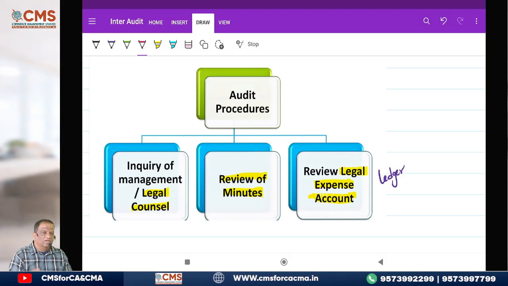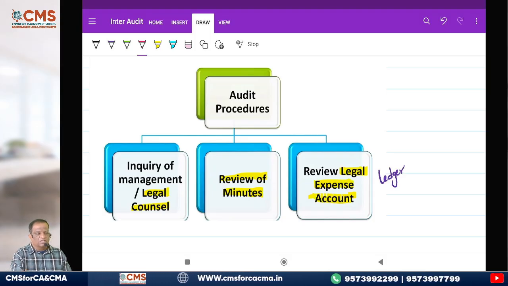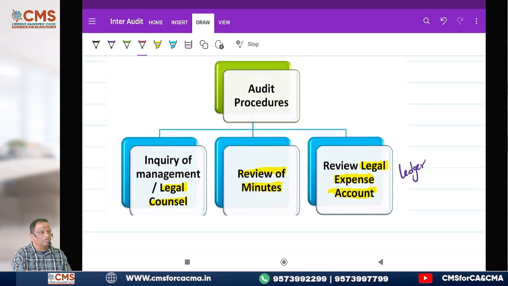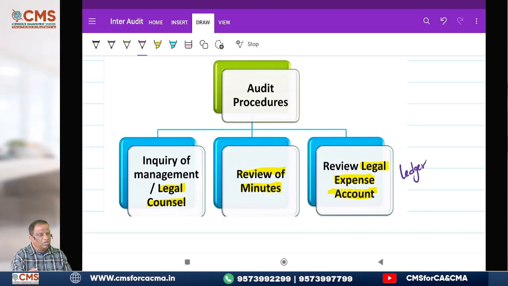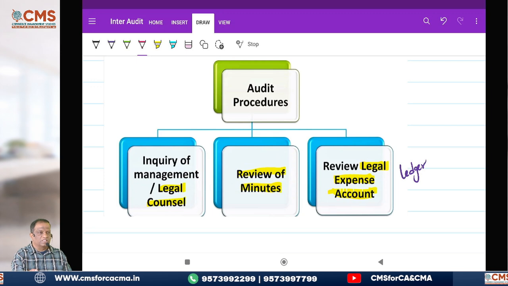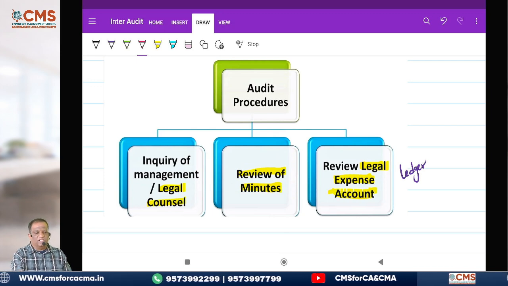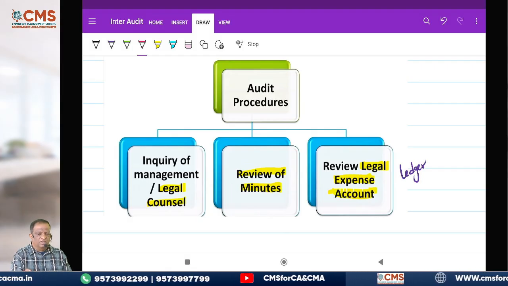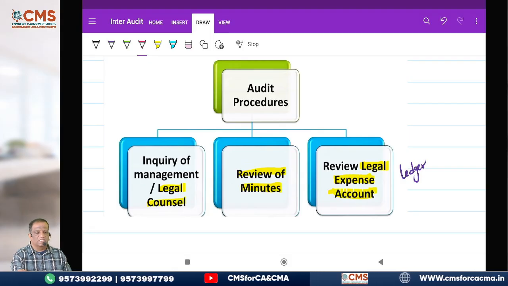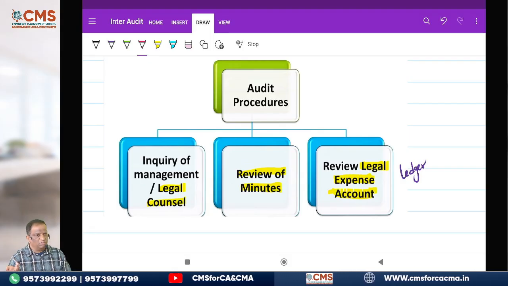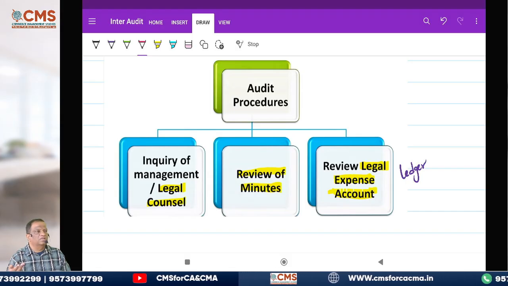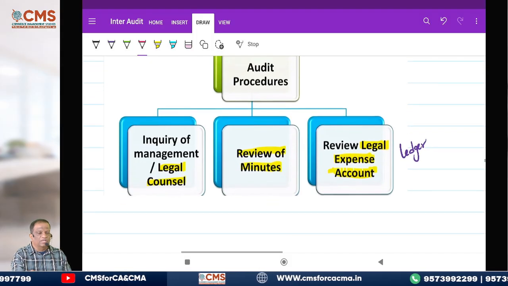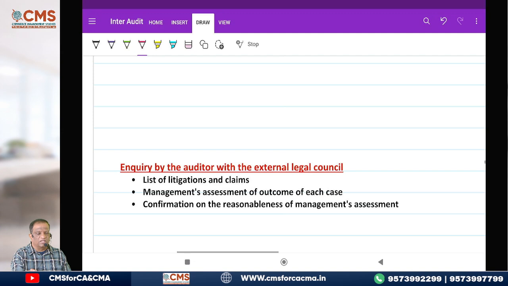That's why, with regard to litigations and claims, first the auditor will have to inquire with the management and the legal counsel, because some companies will have their legal advocates. So, company-attached advocates. I need to discuss with them and review the minutes, because if it is a critical case, the management must be discussing it in the meetings. So, review the minutes. And the third one, review the legal expense ledger account. If you see the expense ledgers, you can make out which lawyers they are paying, why they are paying, and what case they are arguing. So these are the three ways to ensure that the litigations are complete.